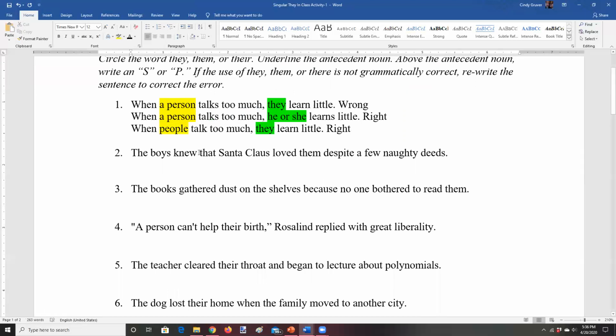Let's go to the next one. The boys knew that Santa Claus loved them despite a few naughty deeds. So the boys is our antecedent. Boys, obviously we see an S here, so we know it's plural. So we expect it to be plural here, and it is plural. So this sentence is correct.